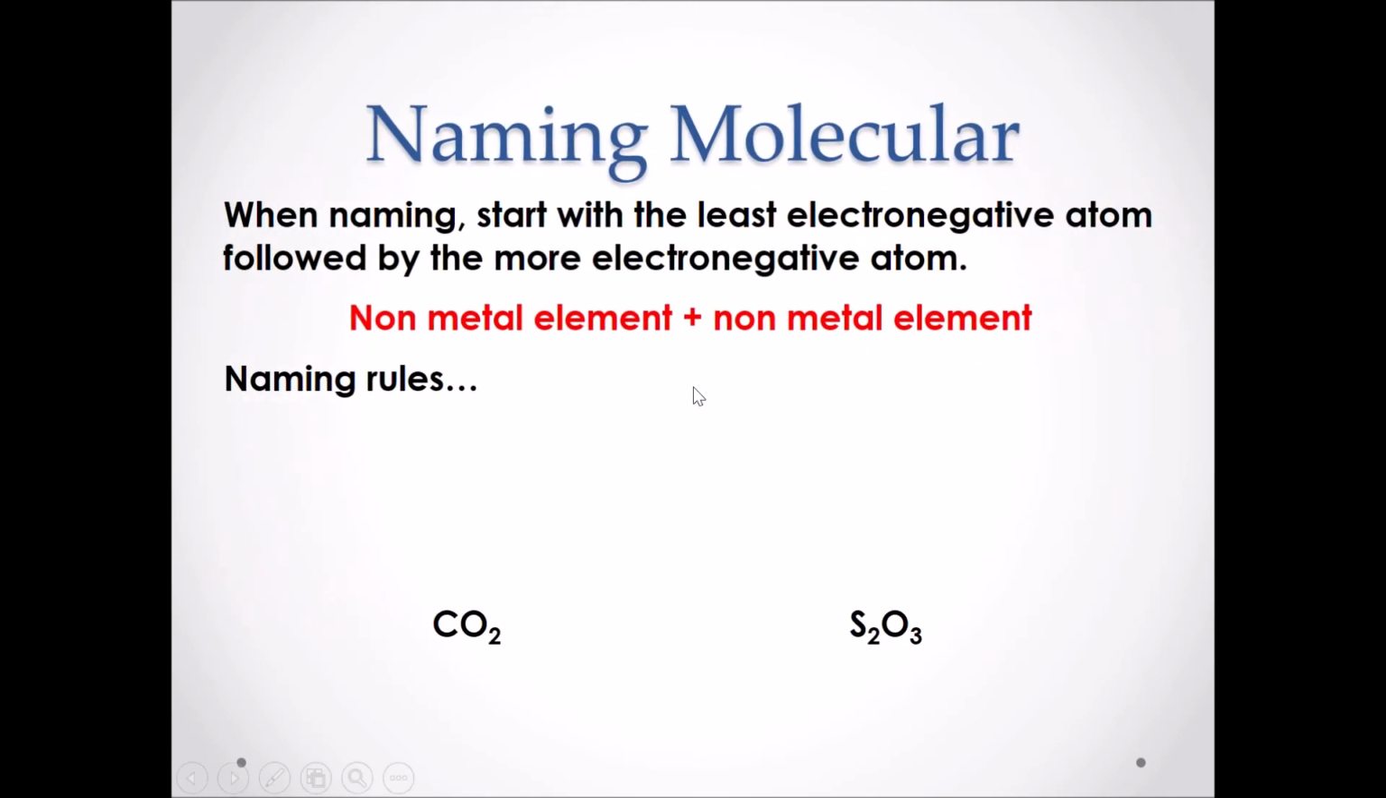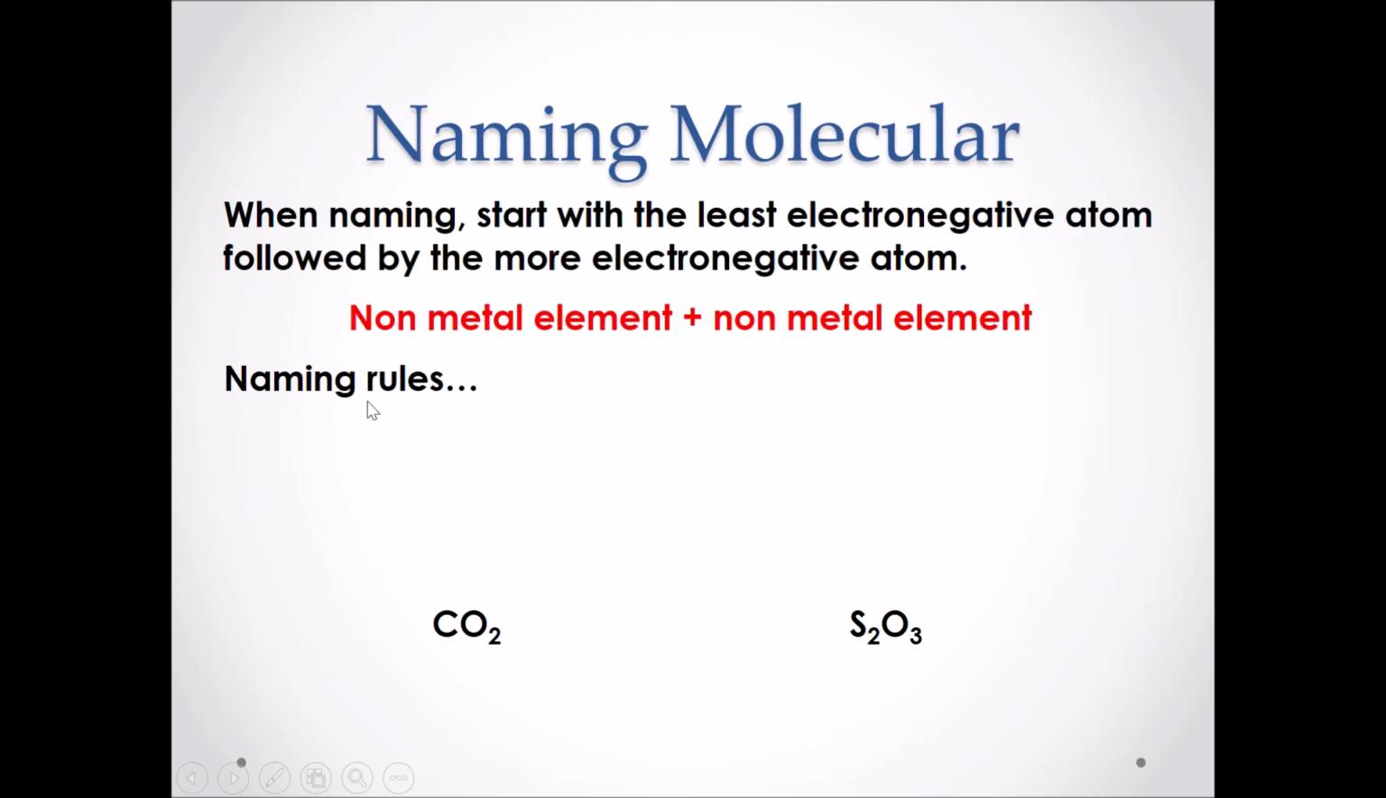Moving forward, we are going to name molecular substances. When naming molecular substances, start with the least electronegative atom, followed by the more electronegative atom. And remember, if it's a molecular substance, it's a non-metal element plus another non-metal element.